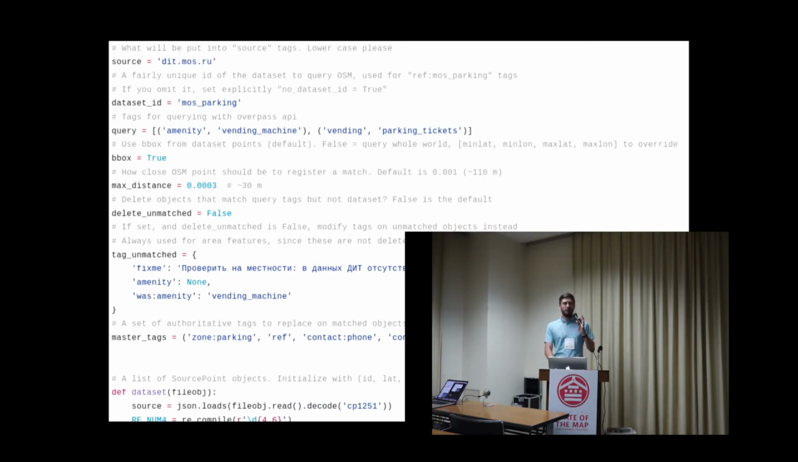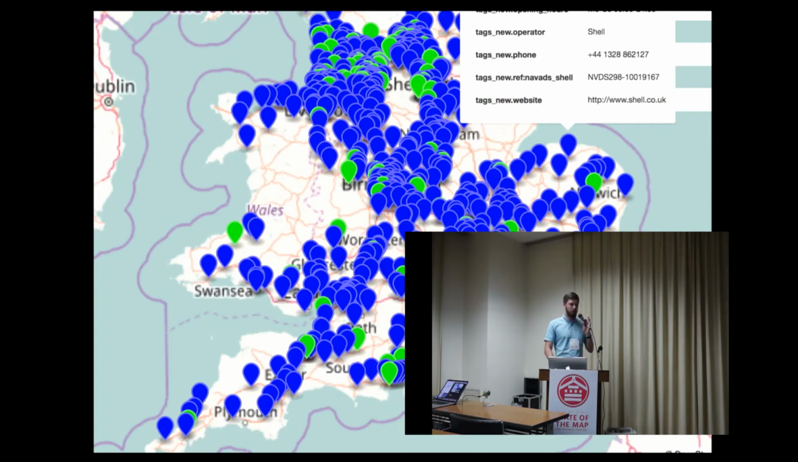It works pretty well. For example, I tested it on fuel stations in the United Kingdom. And this is a visualization that the OSM Conflator provides. And it went pretty well.